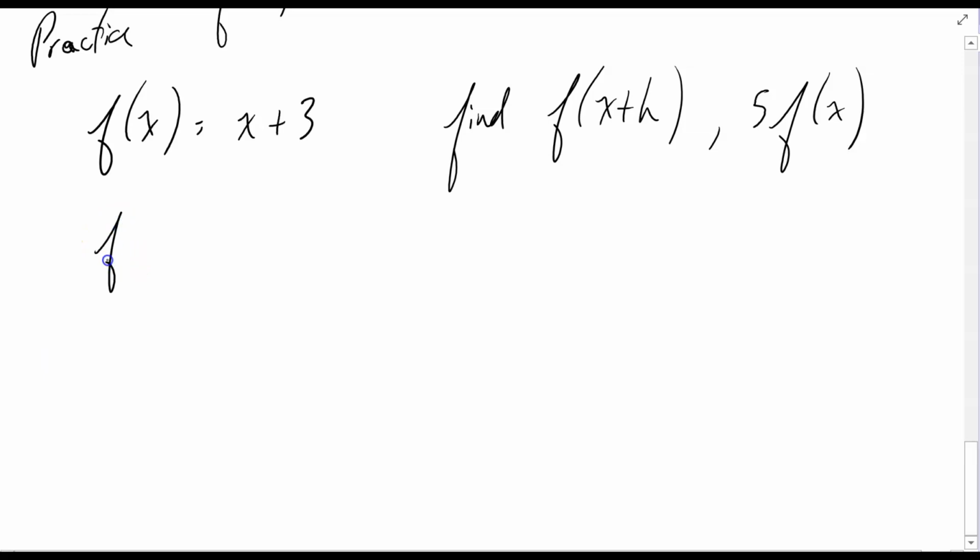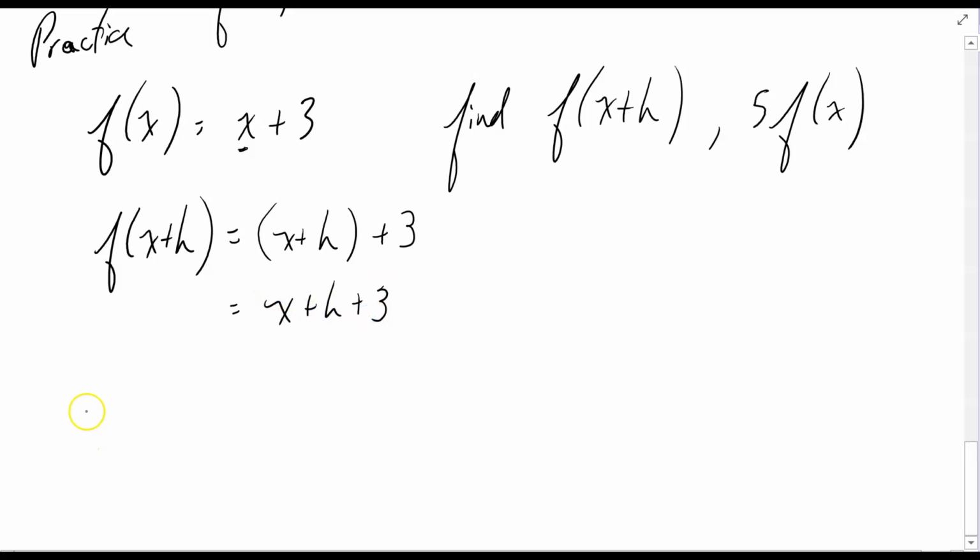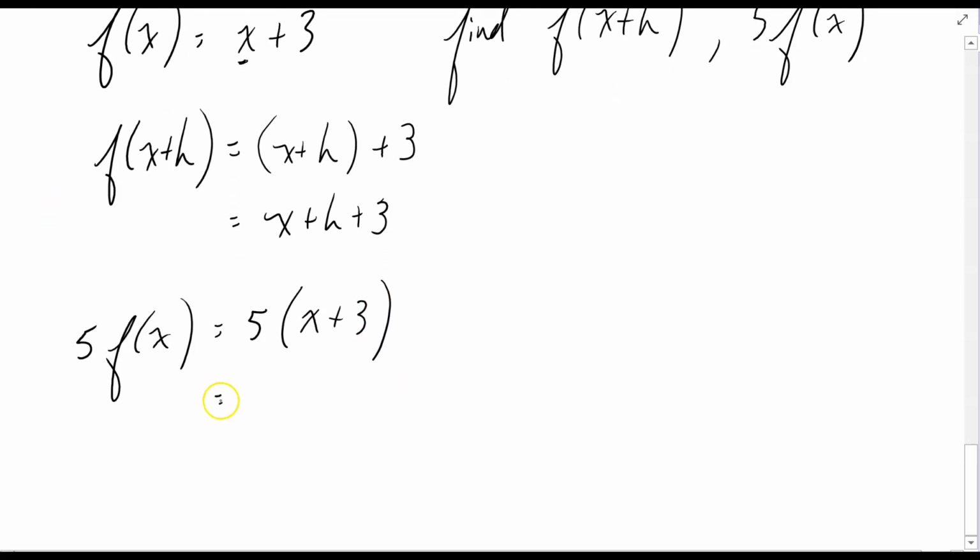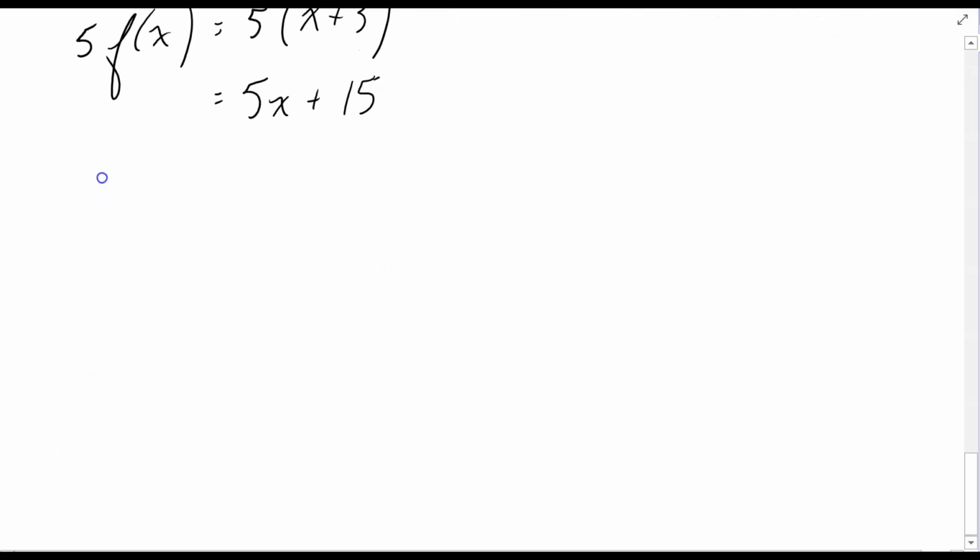All right, so f of x plus h in this case is equal to x plus h, the new x, plus 3. Don't need brackets, it's all addition, x plus h plus 3. And 5f of x is equal to 5 times x plus 3. The brackets are important there. We want to make sure we're multiplying 5 by each term. 5x plus 15.